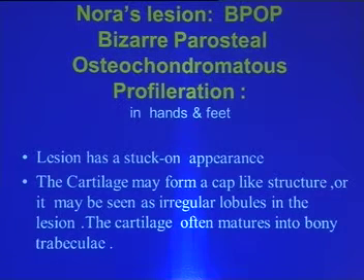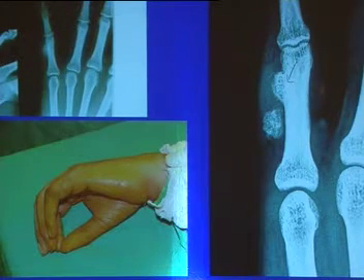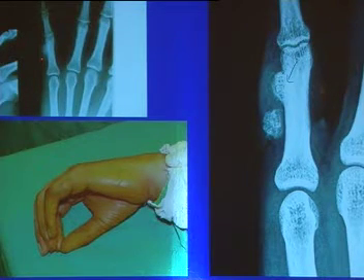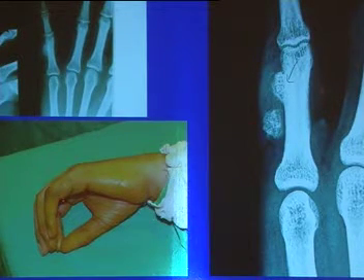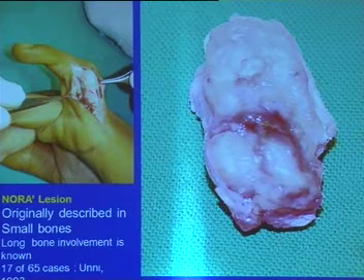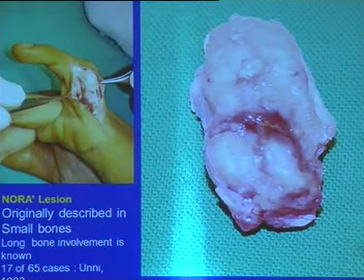Shah Alam is not there, but he was wanting to know about Nora's lesion, also known as BPOP, initially described in hands and feet. It has a stuck-on appearance and a cartilage cap. And Manish, you may recollect this patient again, it's your patient, and he had this single lesion and subsequently he developed another lesion. And as you see in this clinical photograph, it is seen as a swelling on the lateral side, and these are the surgical pictures, and this is how the gross of Nora's lesion looked like.